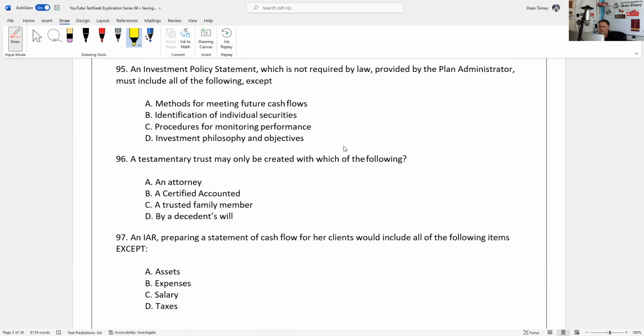An investment policy statement, which is not required by law, provided by the plan administrator, must include all the following except, again, it's not going to identify individual securities. And again, maybe I turn this into a poor man's flashcard. I get rid of the except, I get rid of the B, and now I have the truthful information I'm supposed to know.